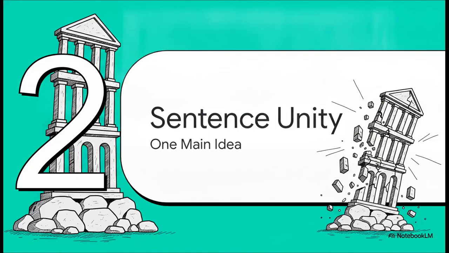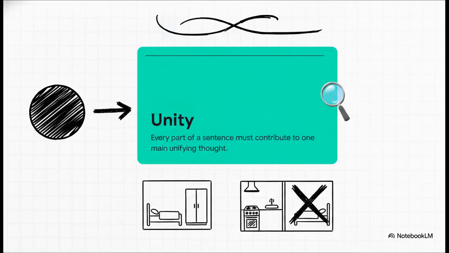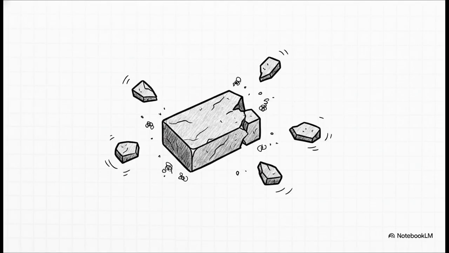Section 2. Mastering sentence unity. The concept of unity is beautifully simple. Every part of a sentence must contribute to one main unifying thought. That's literally it, one thought. Sentences fall apart completely when they're stuffed with totally unrelated ideas or if they're left grammatically incomplete. It's kind of like trying to build a bedroom and a kitchen in the exact same spot. It just completely confuses the reader. But unity is incredibly fragile.